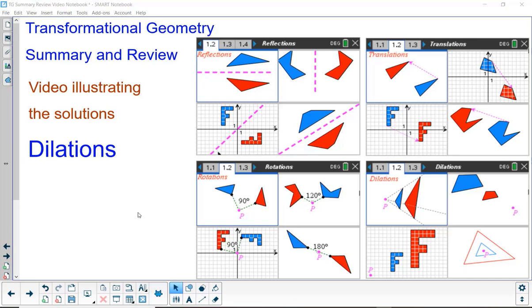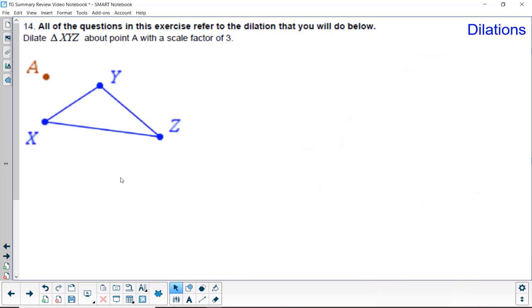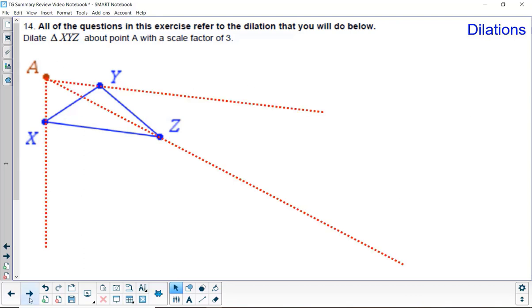Transformational geometry summary and review. This one focuses on dilations. Number 14 asks you, and all of the questions apply to this one figure. We're dilating triangle XYZ about point A with a scale factor of 3. And we're not going to show every step, but hopefully enough. So first we need to draw the lines through A and X, A to Z, and A to Y, extend them out. Our points are going to be somewhere along there, the vertices.